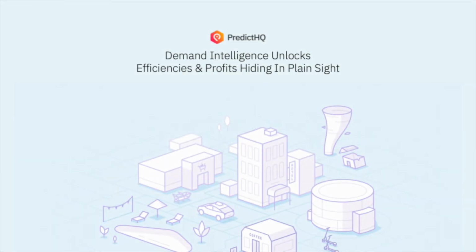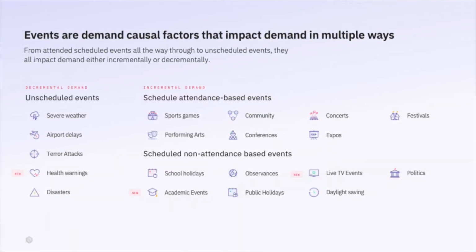PredictHQ is a demand intelligence platform. And what that means is that we aggregate, verify, enrich, and rank global event data. We help our customers understand and plan for spikes and dips in demand. And when we're talking about events, we're talking about scheduled ticketed events like sports games and concerts. And we're also talking about non-attendance based events like public holidays, academic events, severe weather, etc., that also impact demand.